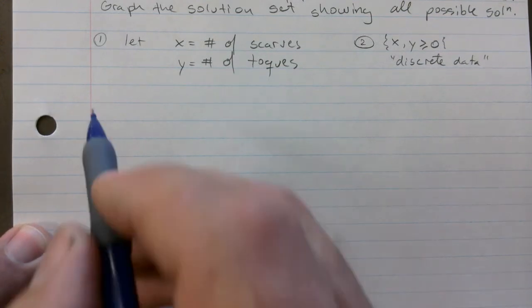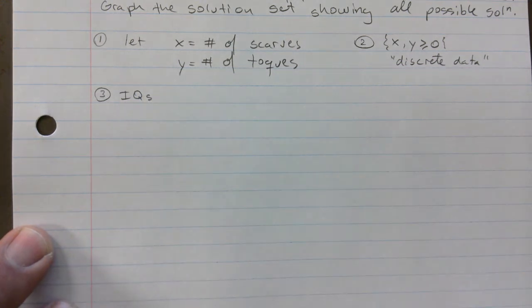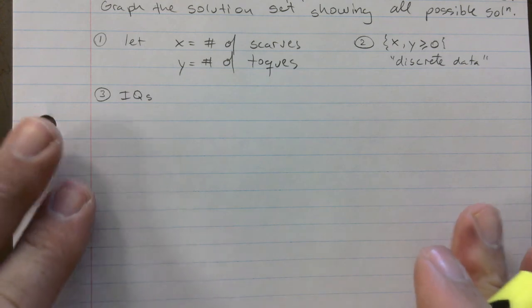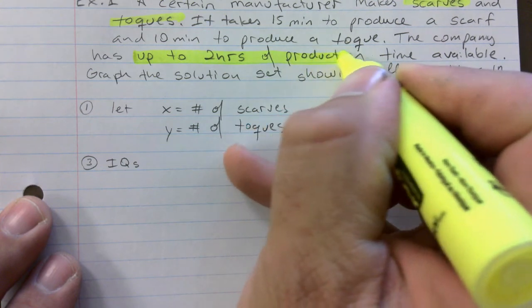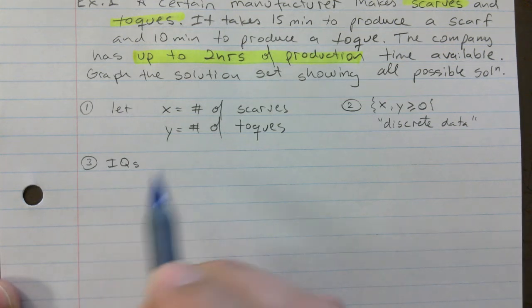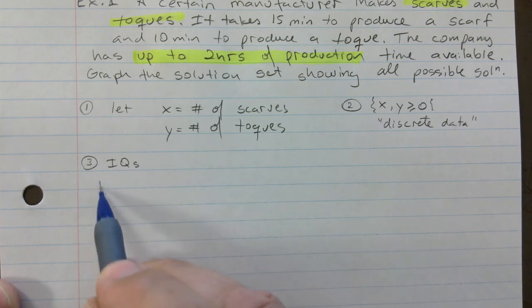The third step is to come up with your inequalities, right? And so there is a restriction on what? On time. There's a restriction on time. So let's highlight that. I'm going to go back up to this and say you have up to 2 hours of production time. Okay? So you can write that down. You can, with that, come up with your inequality, right? There's a restriction on time.